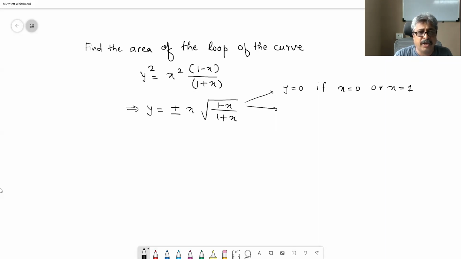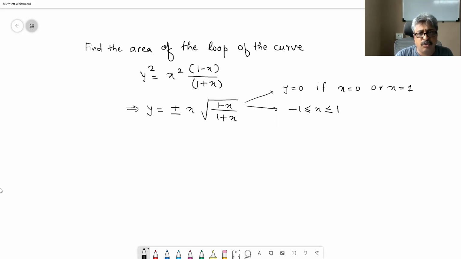This is going to be a real valued function for all values of x between 1 and minus 1, because the moment this fellow becomes greater than 1, inside the radical you have a negative sign. It does not remain a real function.